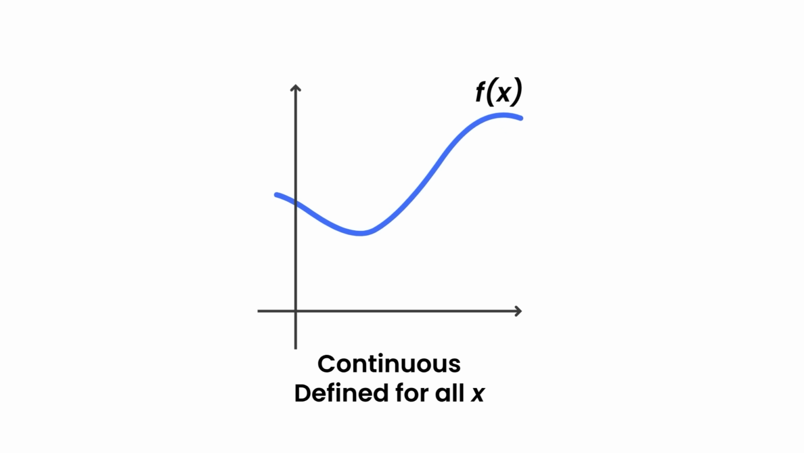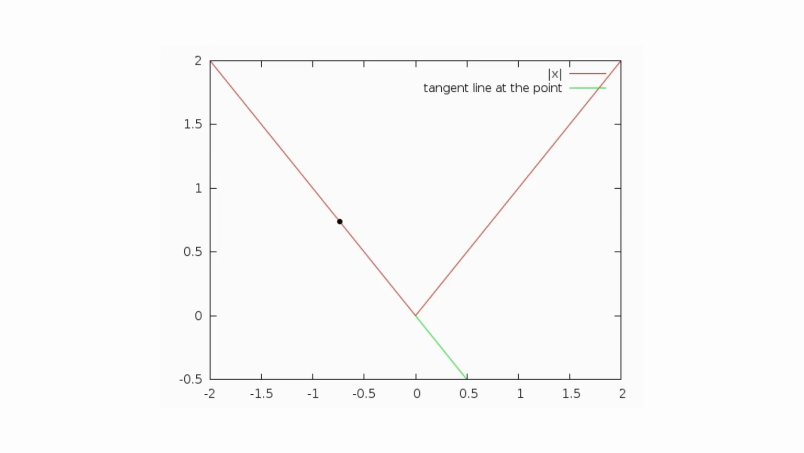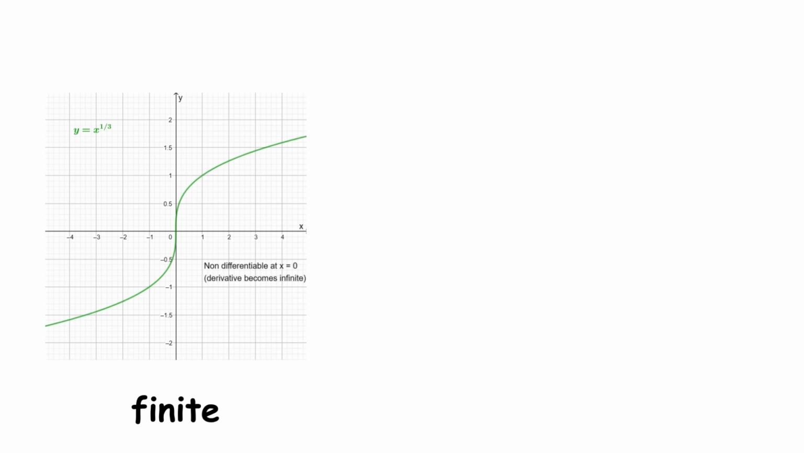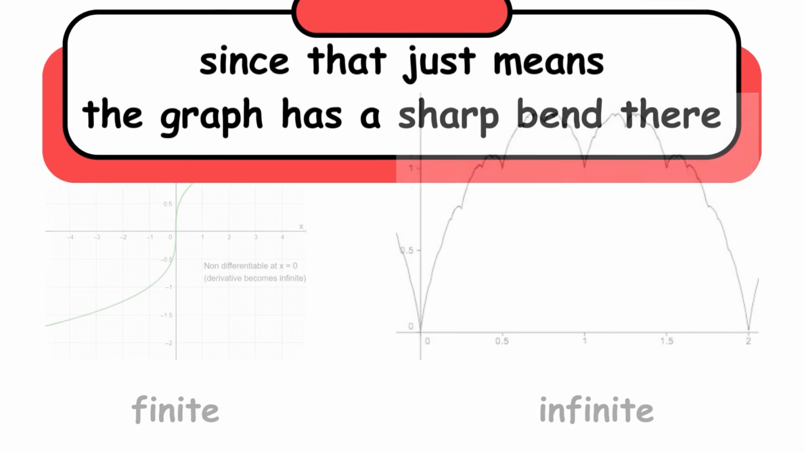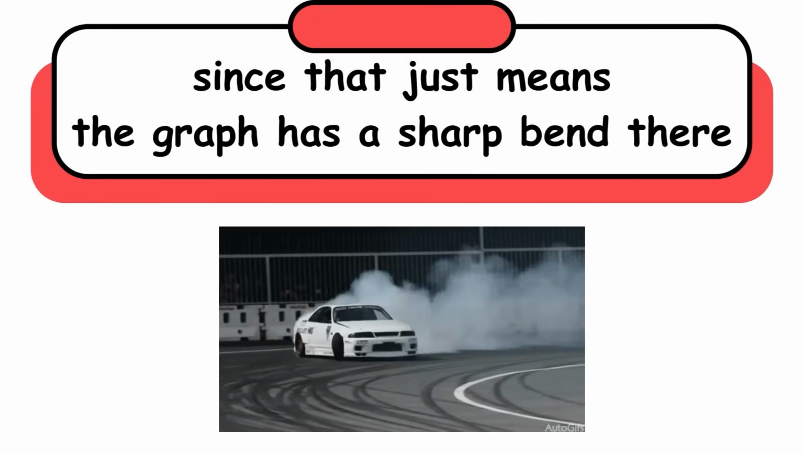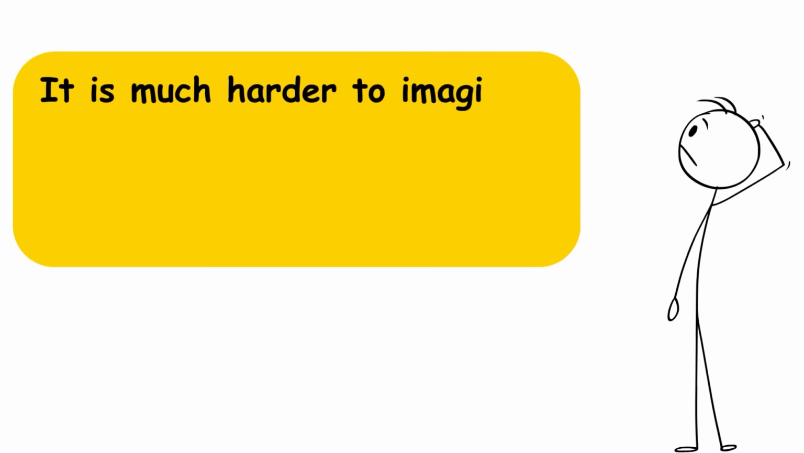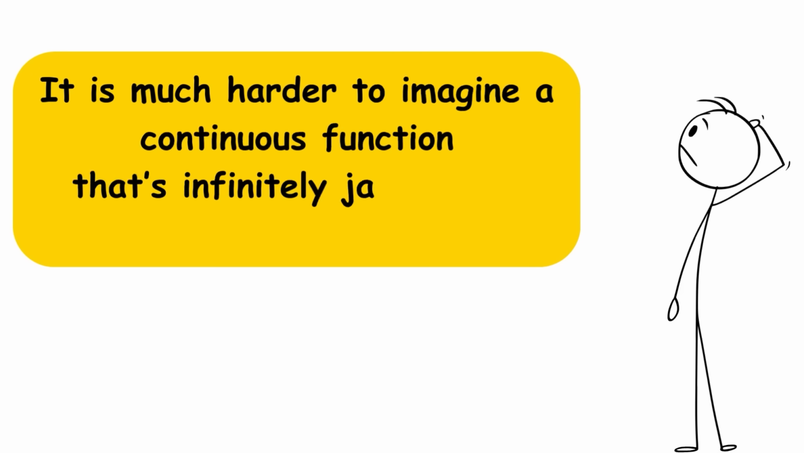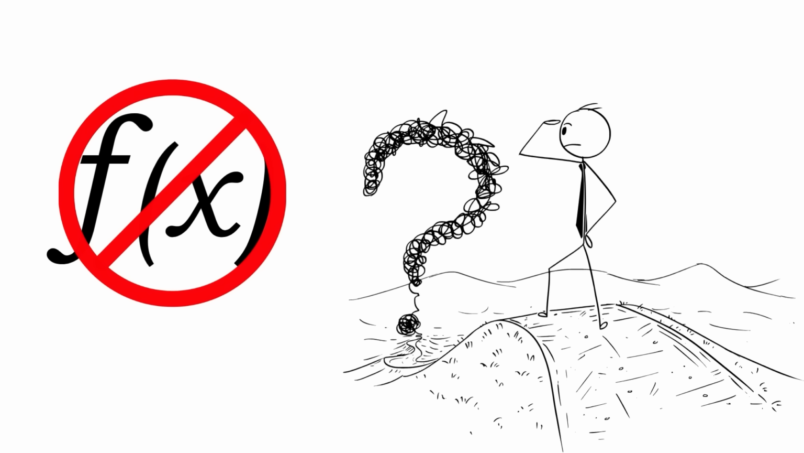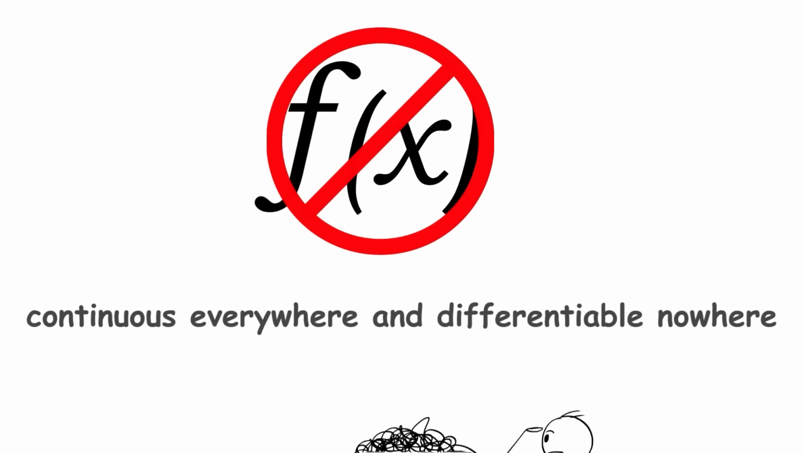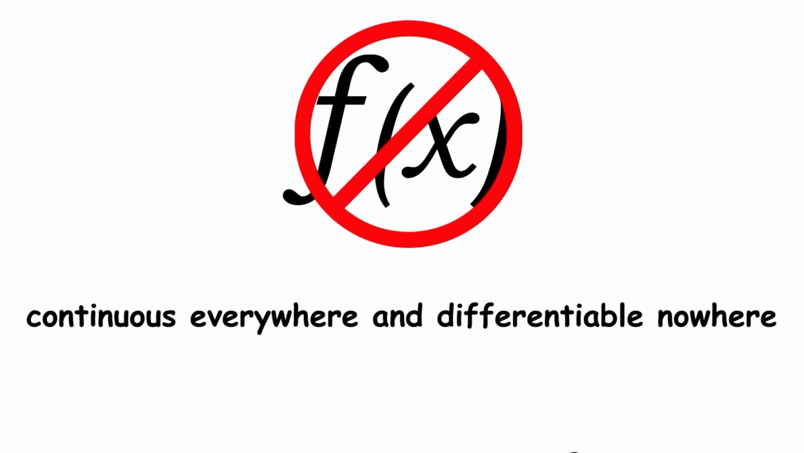Also, it cannot bend sharply there. For example, the absolute value function is not differentiable at zero. No matter how far you zoom in on its graph at x equals zero, it never straightens out. It is easy to imagine a continuous function that is non-differentiable at a finite or even countably infinite amount of points, since that just means that graph has a sharp bend there. However, it is much harder to imagine a continuous function that's infinitely jagged and doesn't smoothen out anywhere. Thus, for a long time, mathematicians assumed that there was no function that is continuous everywhere and differentiable nowhere.